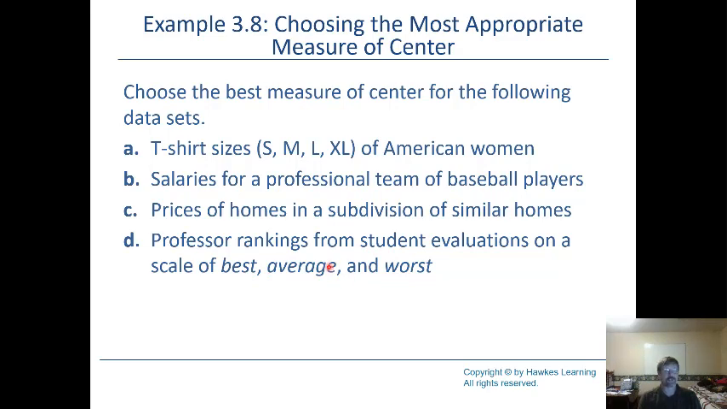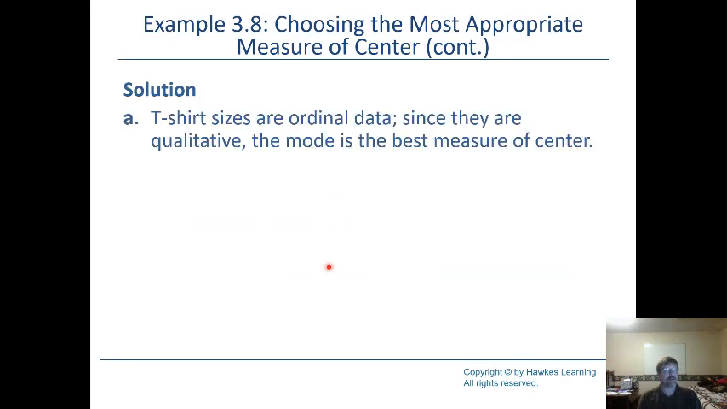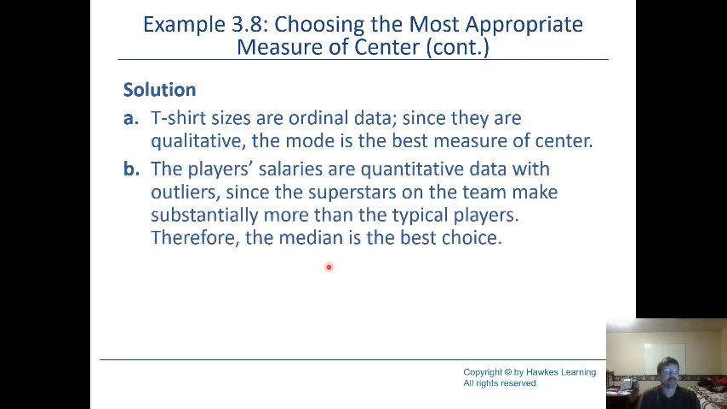So, appropriate measures for these. Okay. T-shirt sizes are ordinal, meaning that they're qualitative, but there is an order to them. But since they're qualitative, the best measure is the mode. Player salaries are quantitative, but there are going to be outliers because there are going to be those superstars that they spent outrageous amounts of money to get.